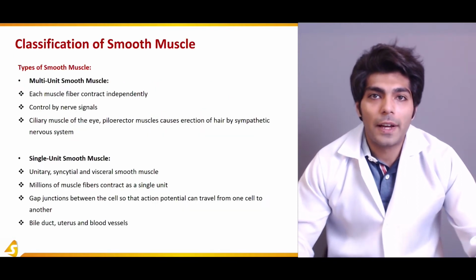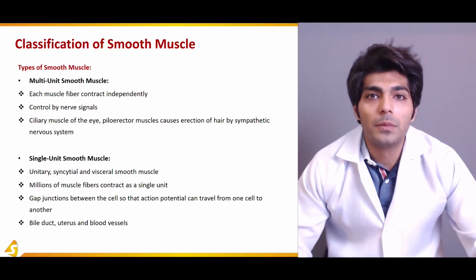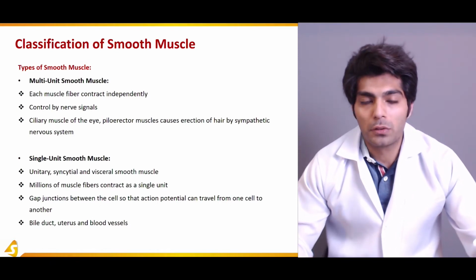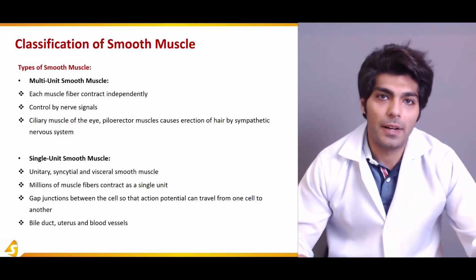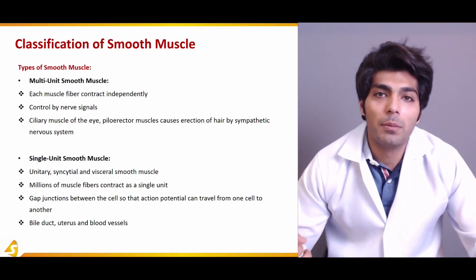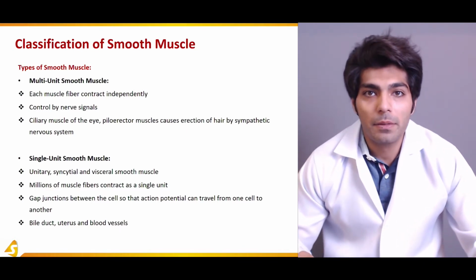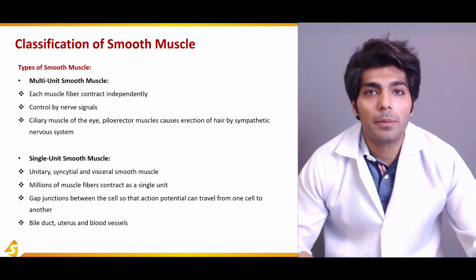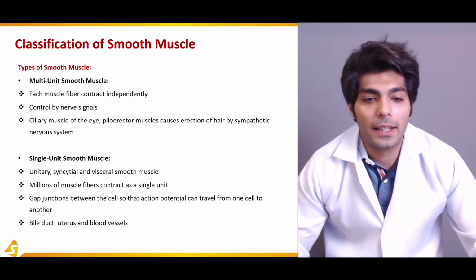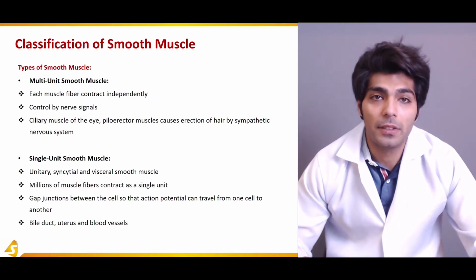So we're going to classify smooth muscle cell into two types. Number one is multi-unit smooth muscle. In this type of smooth muscle, each muscle fiber contracts independently. It is controlled by the nerve signals. It is mainly present in the ciliary muscle of the eye and in piloerector muscles, causing the erection of hair by the sympathetic nervous system.